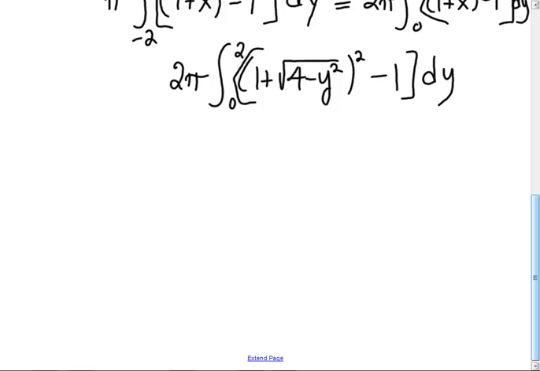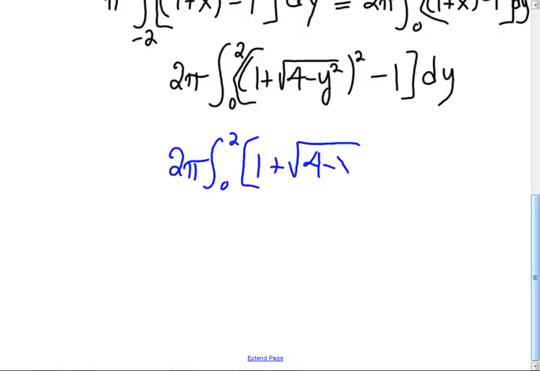And if I put it in my calculator, I'm really going to put in this integral because I don't really want to use y's. Does it matter? No, it's 1 plus the square root of 4 minus x squared minus 1, and it's dx. I get the same answer.